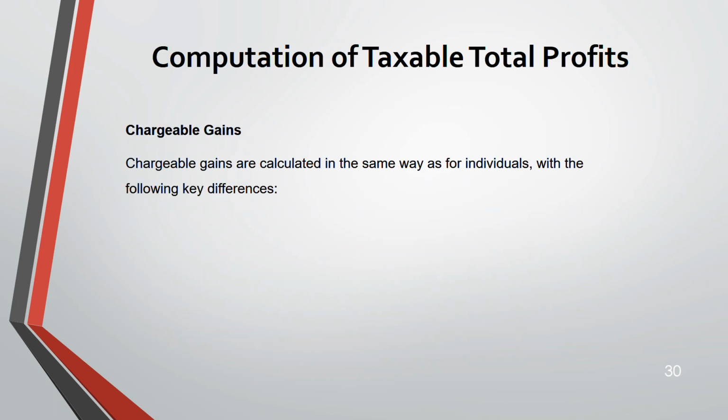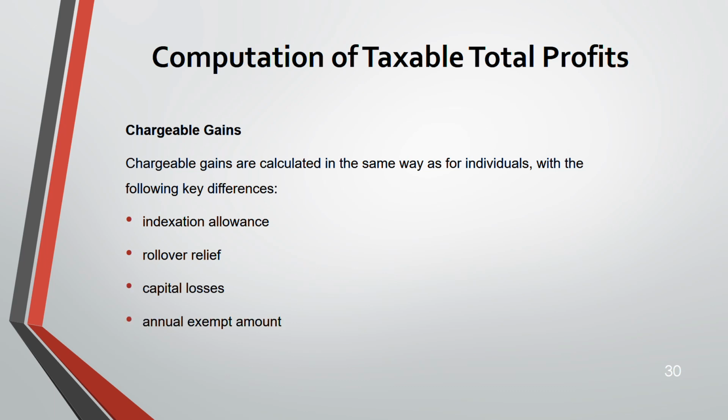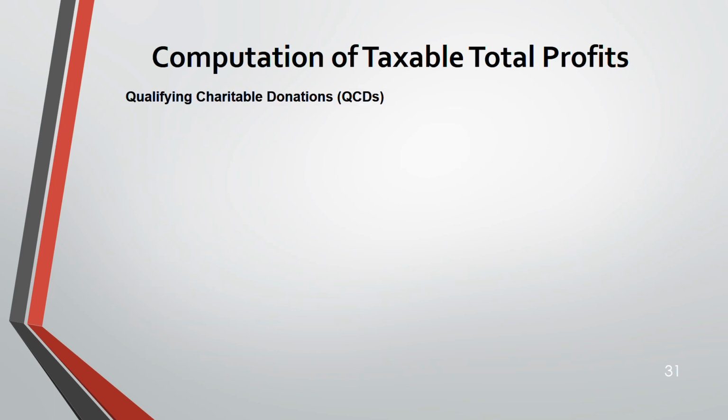Chargeable gains are calculated in the same way as for individuals, but with these differences. In a company, we have indexation allowance, rollover relief, capital losses, annual exempt amount, shares and securities. Differences come in these areas, these bullet points, okay? So these are the 5 areas where you are going to have differences with the individual. First, starting with QCD. So the next is QCD.